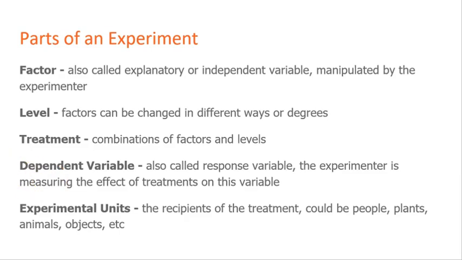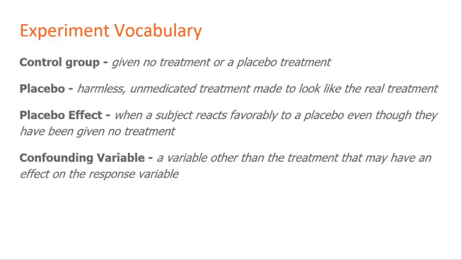Okay, and then experimental units. In science classes, you've probably referred to these as subjects. These are the things that we are doing the experiment on. So it could be people, it could be plants, it could be animals, it could be objects. Okay, what is actually receiving the treatment? Okay, some more vocab that we need to know.